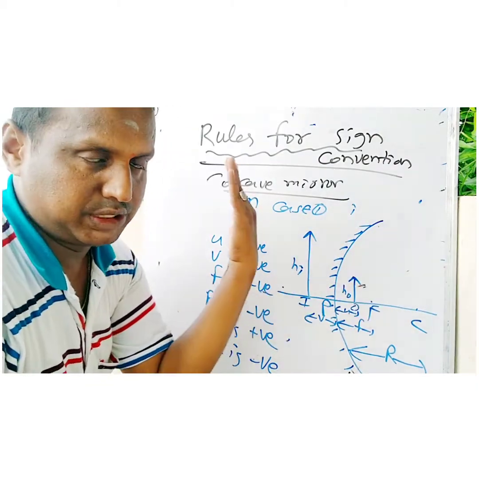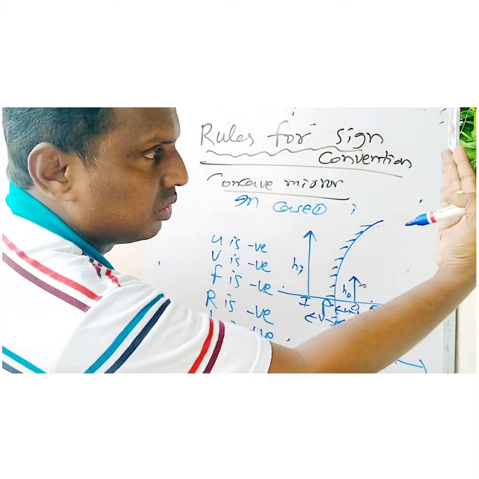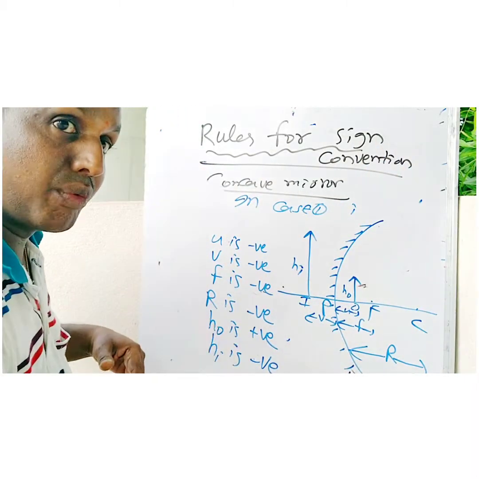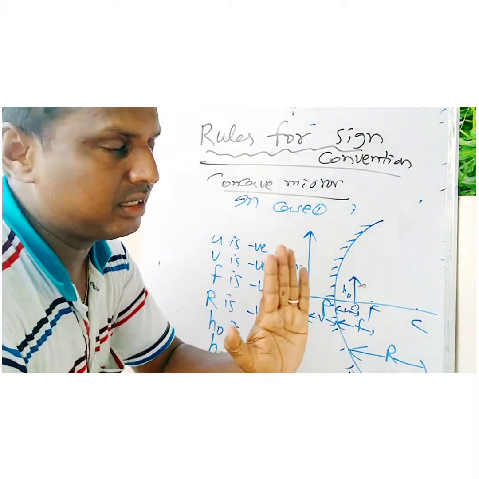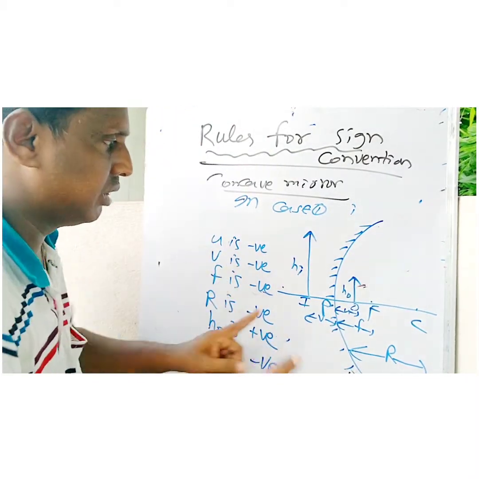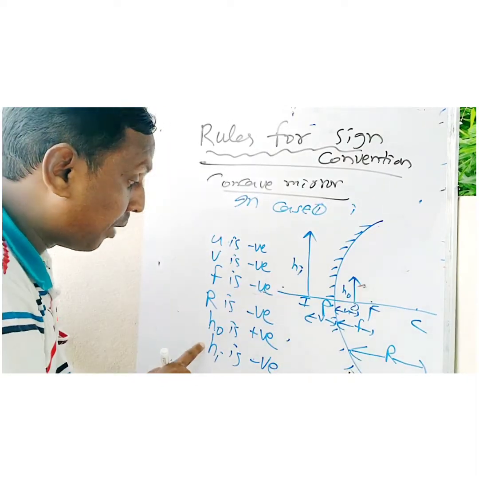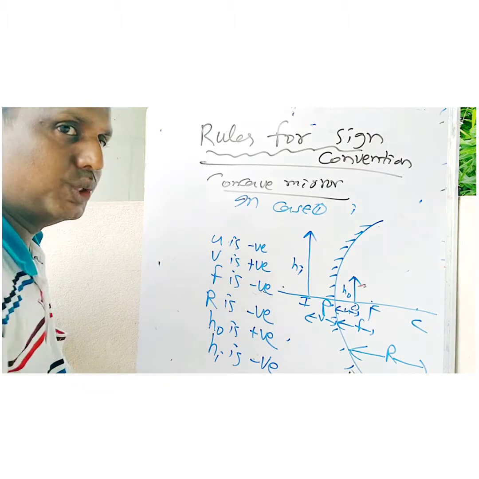The light ray is coming from like this only, so right to left. But we measure from left to right. Clear? So that's why U is negative, F is also negative, R is also negative. But V is positive.